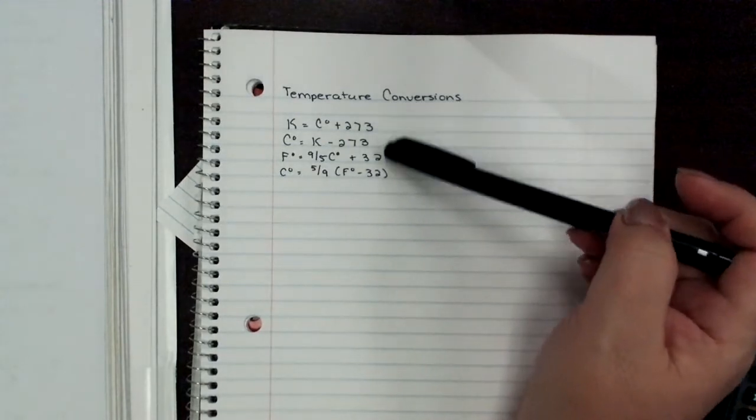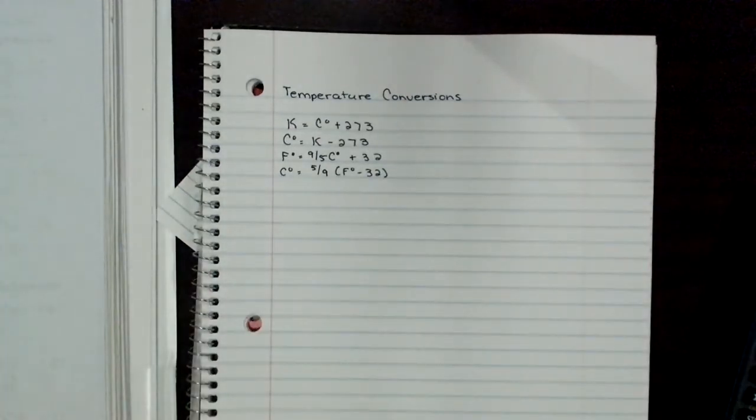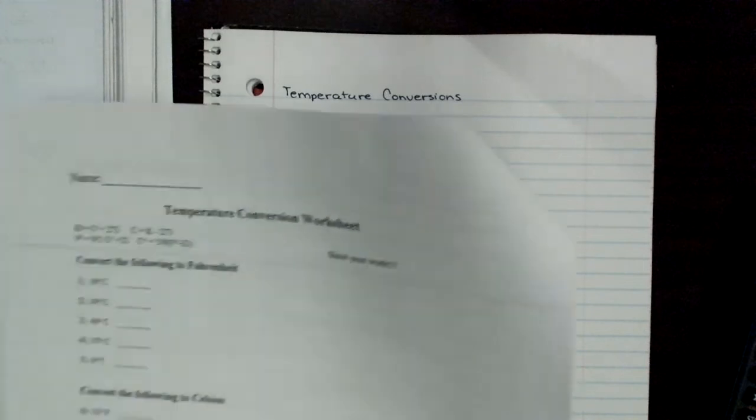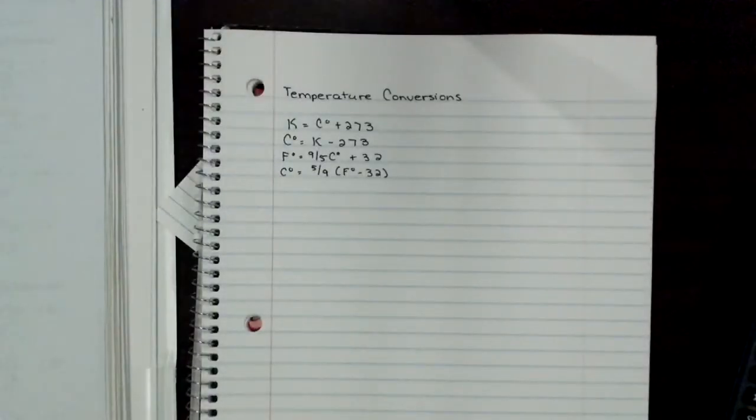I would suggest that you put these on your note card. You will find these in your Google Classroom on the temperature conversion worksheets. They're actually printed at the very top, or of course right now you could pause the video and write those on your conversion card, but you would find them on this worksheet.